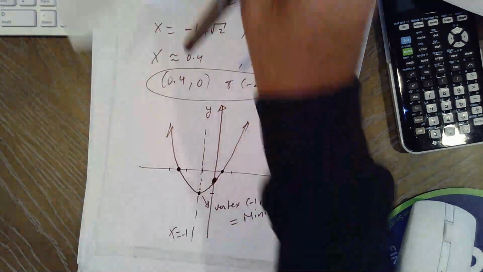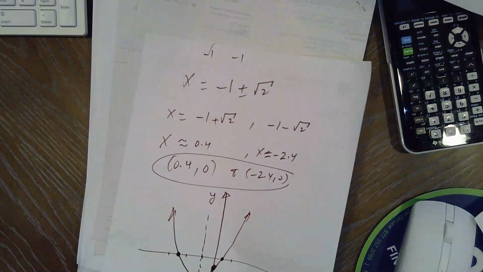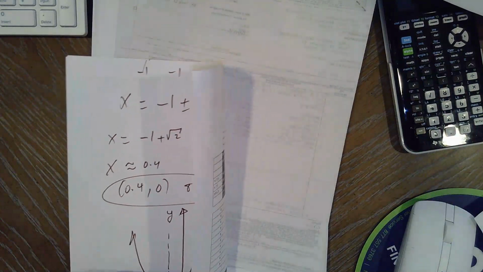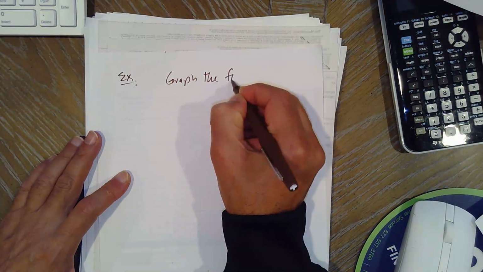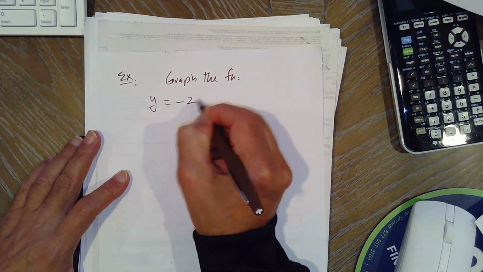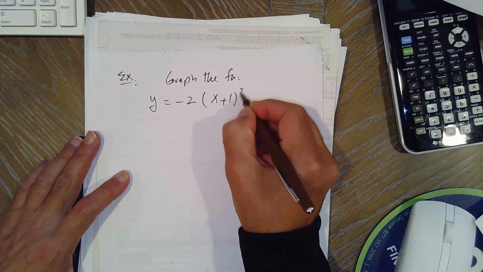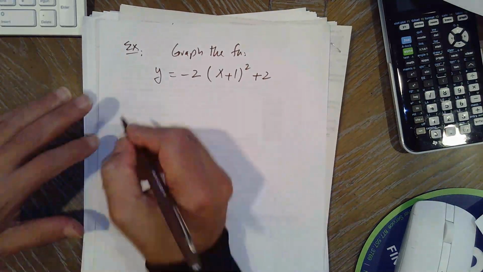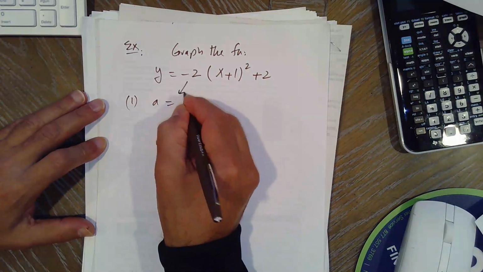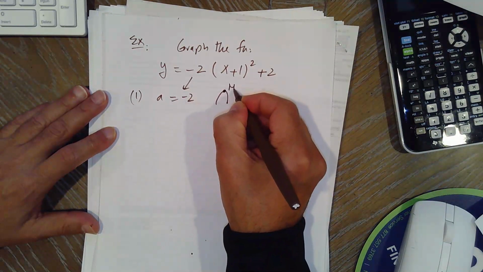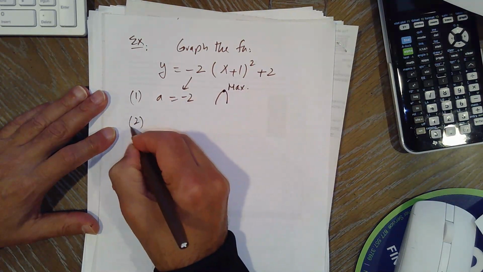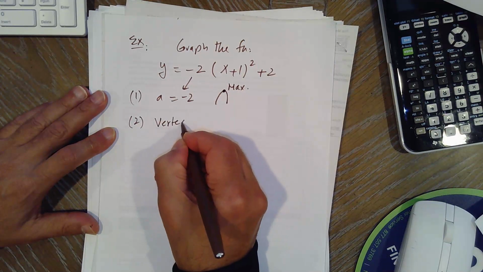Alright, here's another one. Graph the function y equals -2 times (x plus 1) squared plus 2. So first, a is -2, so it's going to be upside down. We're going to have a maximum. The vertex.